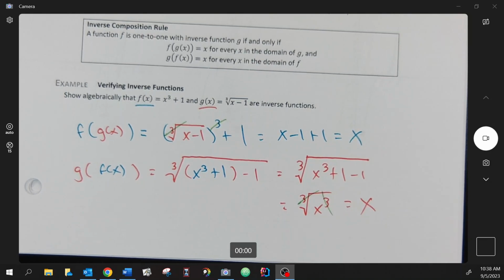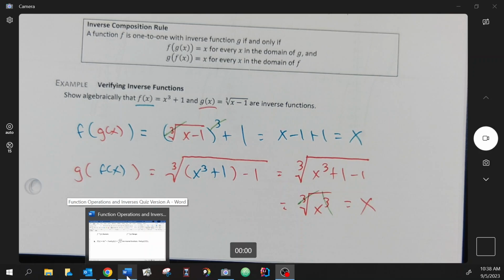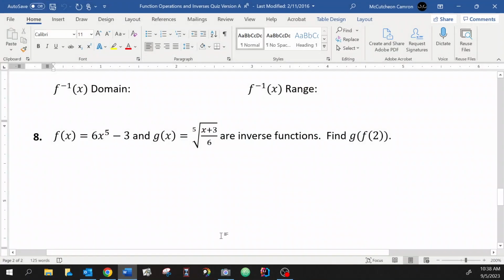Back when I was an Algebra 2 regular teacher, I used to hold my students to very high standards. I mean, very high standards. And after teaching this lesson, and we had practice and stuff like that, this was their test. This is one of the questions on their test. Number 8. Now, they had never dealt with anything to the 5th power yet, or even 5th roots yet. But I specifically told them, these two things are inverse functions. Find g of f of 2. And then I gave them lots of space underneath it.